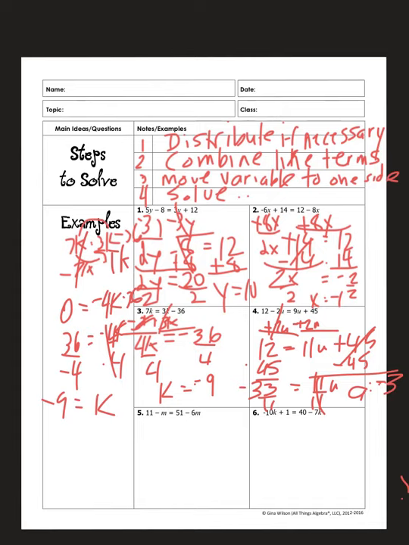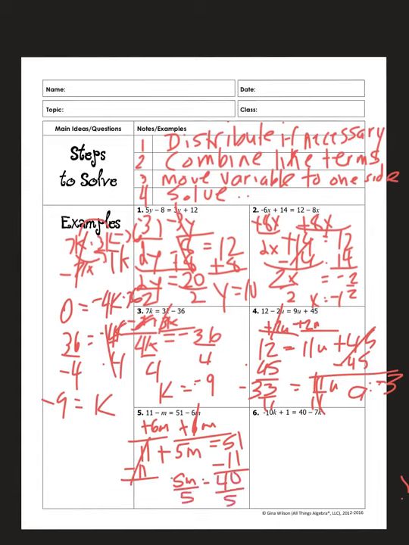Number 5. I'm going to add 6m. Again, I'm doing this because I like to keep the coefficient for the variable positive. 11 plus 5m. 6m minus m is 5m, equals 51. Subtract 11. 5m equals 40. Divide by 5. m equals 8.